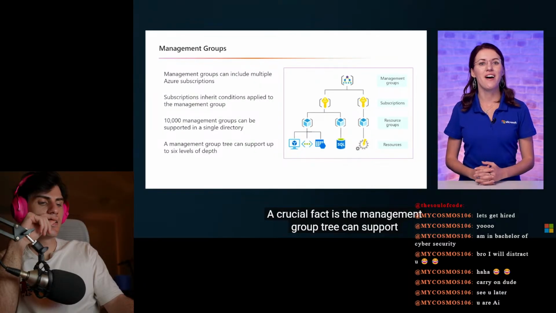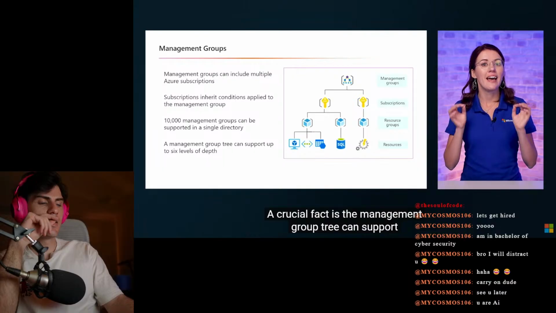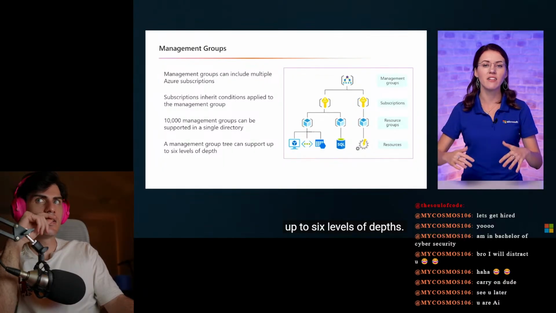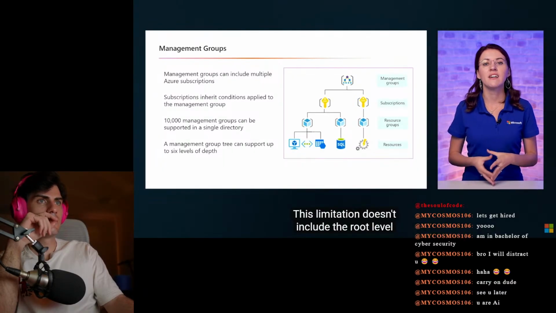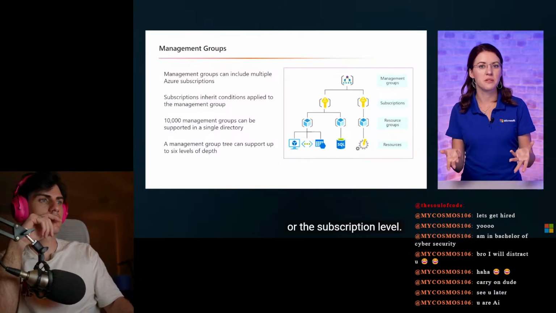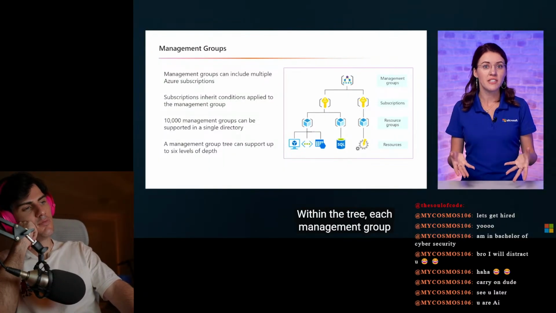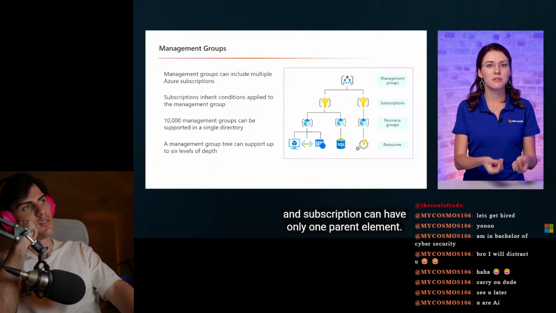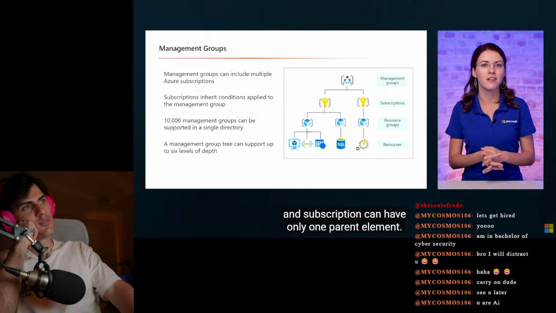Also, a crucial fact is the management group tree can support up to 6 levels of depth. This limitation doesn't include the root level or the subscription level. Within the tree, each management group and subscription can have only one parent element.